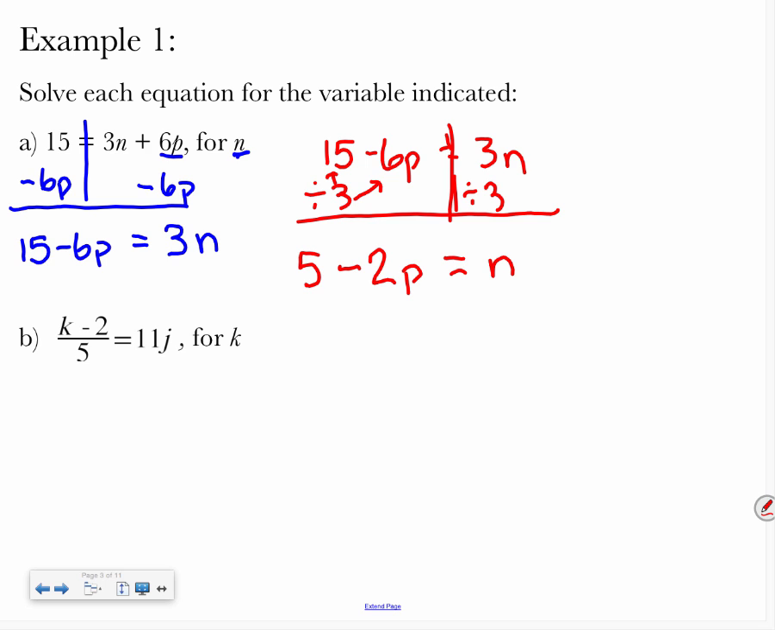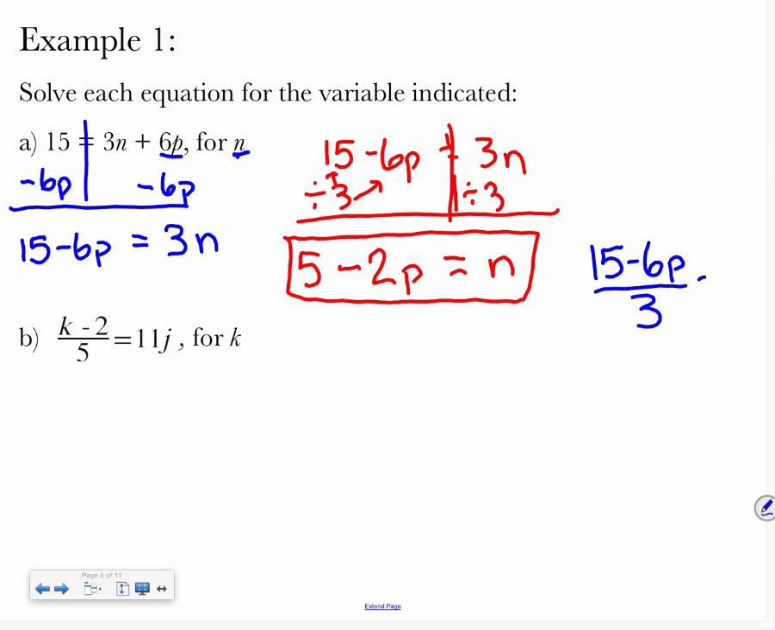And that is as far as we can go for our answer. If you had left it like this, I would also accept that answer, okay? Either one works, it's the same thing.